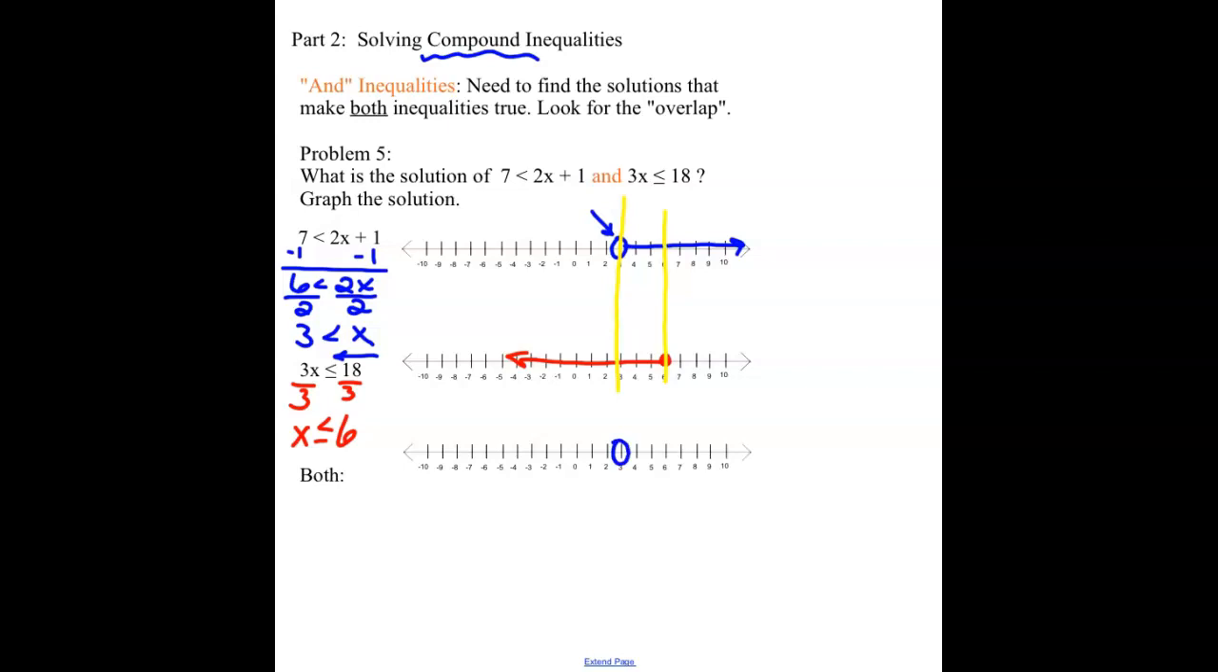And then if you look at the 6, you'll notice that we are shading it here, and it's a solid dot here. So it is included on both of those. So solid dot at 6, and we want everything in between. So our solution is we want all the x's that are greater than the 3 and still less than or equal to the 6.